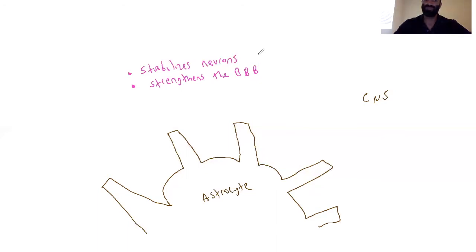All right, they also do things like assist with neurotransmitter release and uptake. Keep in mind that astrocytes' true functions are still under investigation, but we do know that they play a lot of roles.